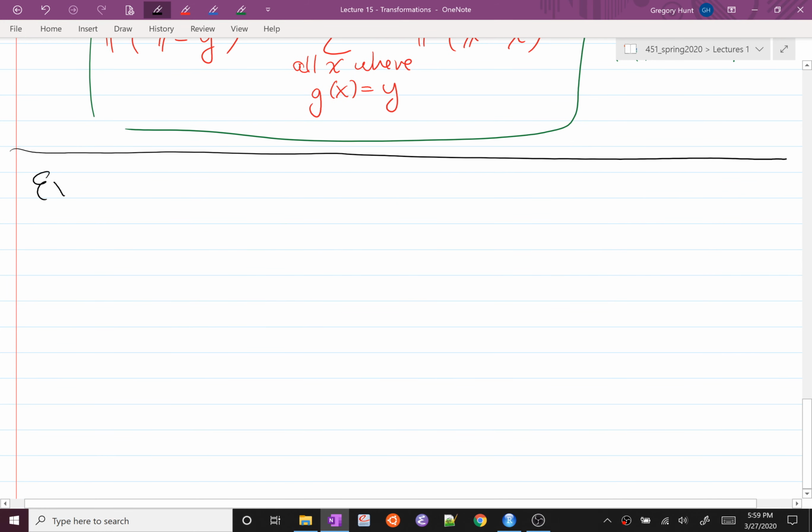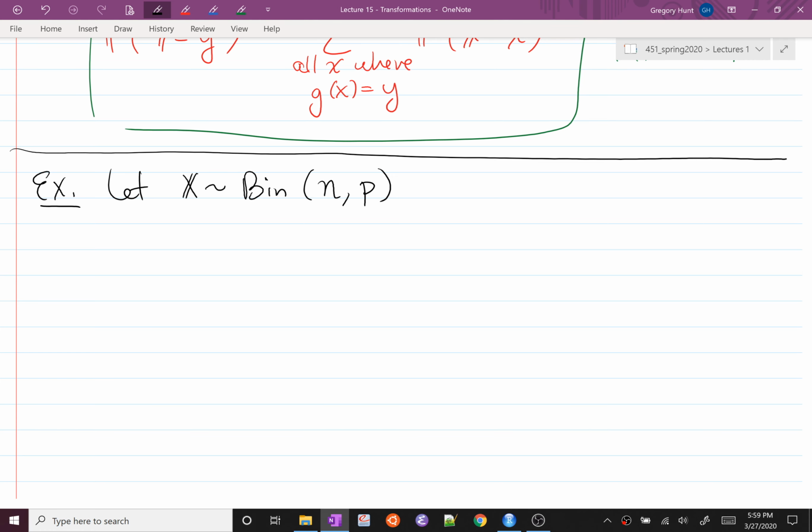Example. We're going to let x be a binomial random variable, and binomial random variables have two parameters, n and p. N is the number of independent trials, p is the probability of success on each trial, and x, being binomial, is the number of successes. We talked about binomial random variables a bit so far, and we're going to let y be n minus x. So we can write it like that.